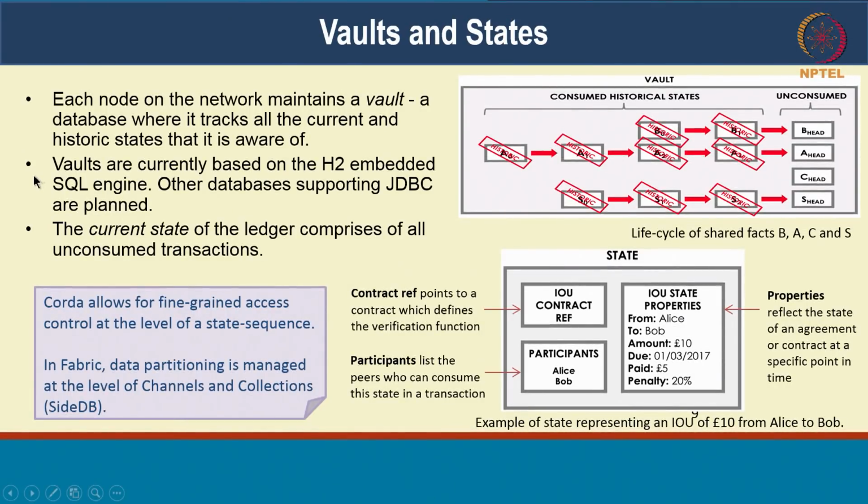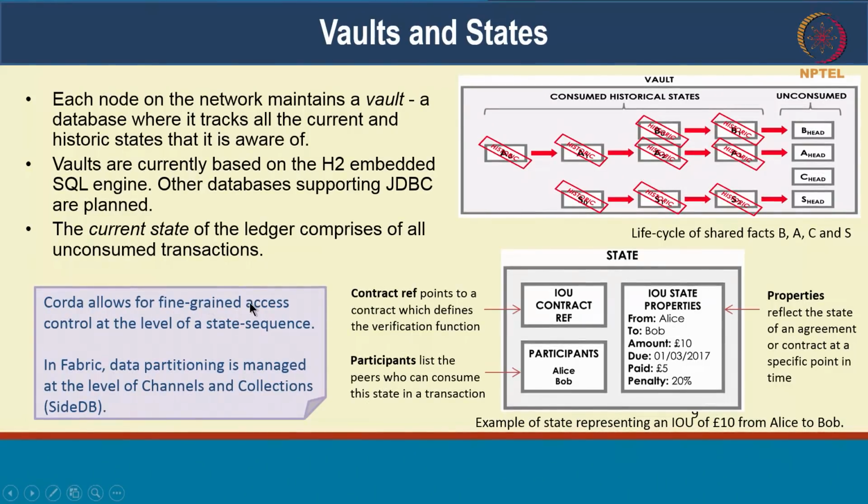So these vaults are currently based on the H2 embedded SQL engine, and they are also planning to support JDBC. I haven't looked recently whether they've actually added that, but I believe they can support any relational database. The current state of the ledger comprises all the unconsumed transactions. So it's very similar to UTXO. So you can have a sequence of these transactions. The unconsumed state is the current state. The rest of it is historic state.